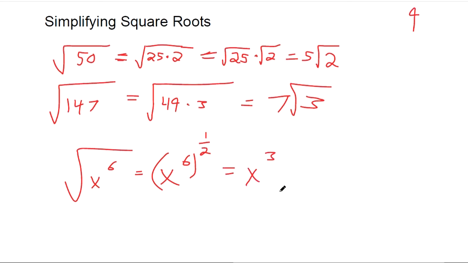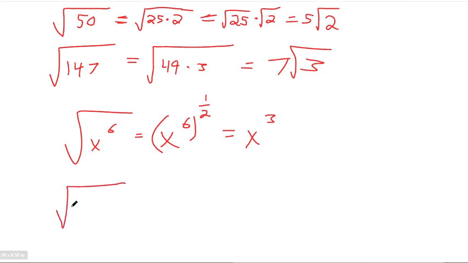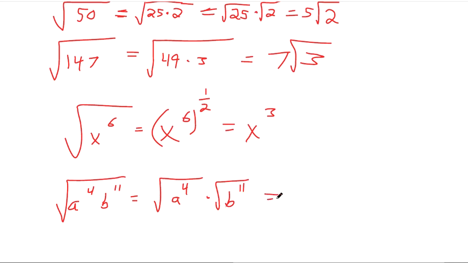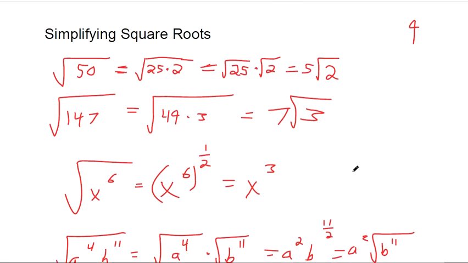Okay. And then if we have to simplify something like this, the square root of a to the 4th, b to the 11th, you could rewrite it as 2 separate square roots. It's an exponent. And so 1/2 times 4 makes 2 because it's a 1/2 power. And then you could write this as b to the 11 over 2. It might just want you to leave it because the 1/2 times 11 doesn't come out cleanly. Okay, so that's a little bit about simplifying square roots.